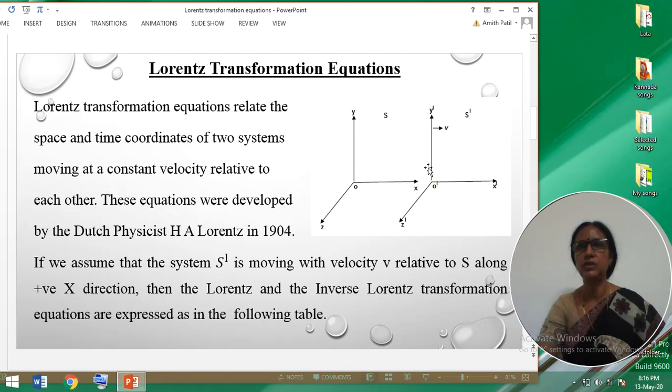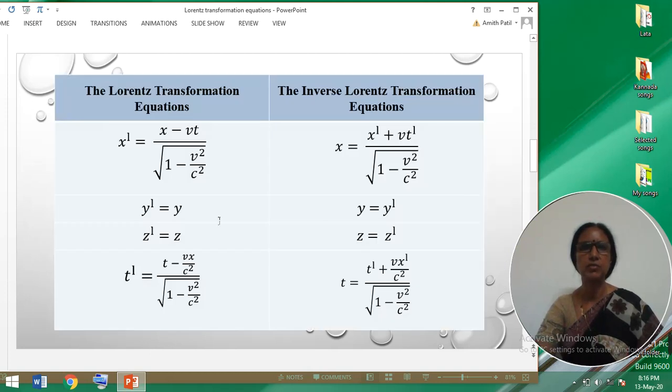These equations were derived on the consideration that the frame S' is moving with a constant velocity with reference to frame S along the positive x direction. Here are the Lorentz transformation equations: x coordinate, y coordinate, z coordinate as well as time coordinate. These equations are called the inverse Lorentz transformation equations. These equations I am going to use in my further derivation.